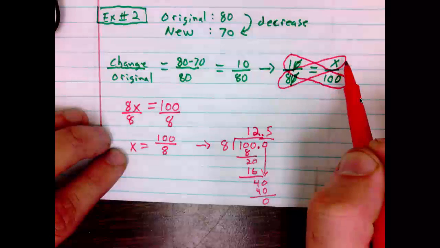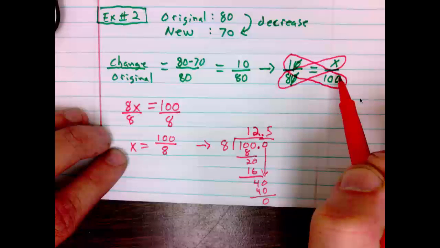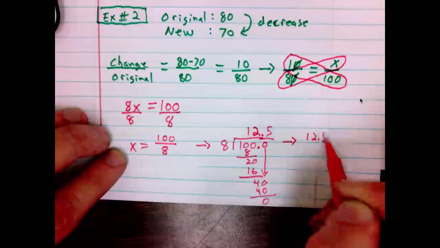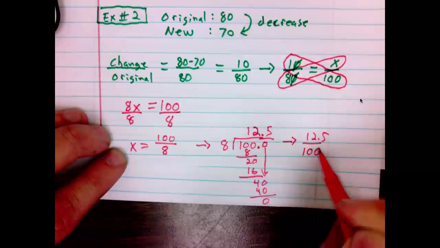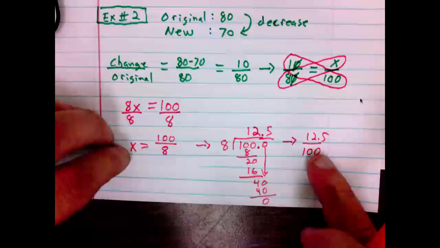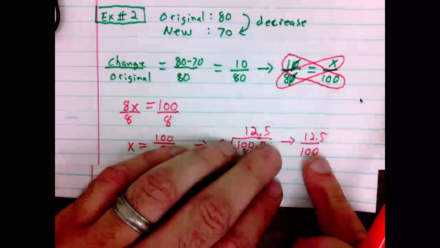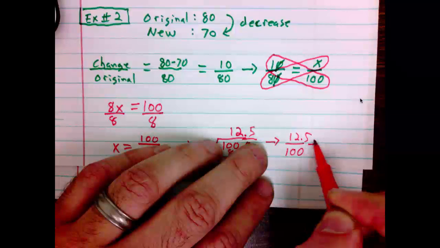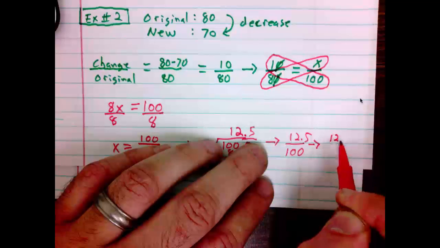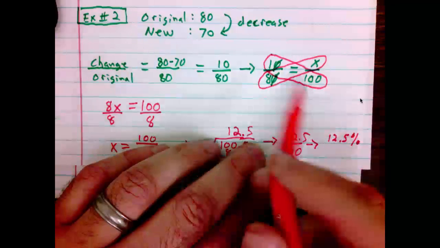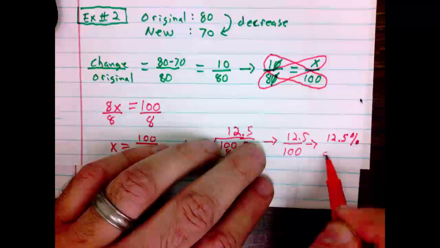So we would write this as 12.5 over 100. This tells us that we have 12.5 per 100, which means that our percent change is 12.5%. Thus, 12.5%. And as we saw in the beginning, it's a decrease.